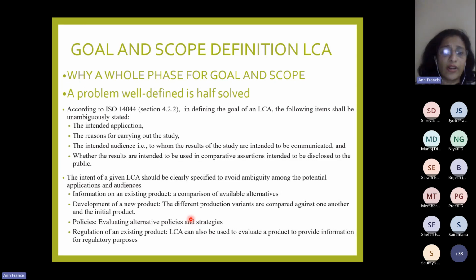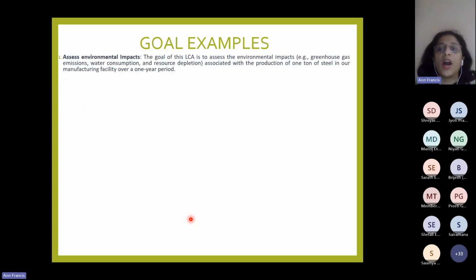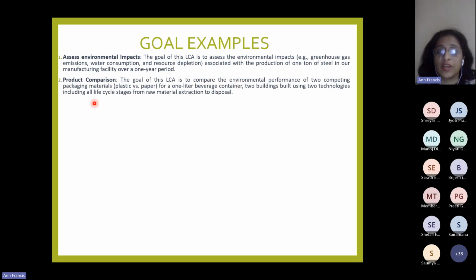And then for certain regulatory purposes also, LCA can be used. Now coming to goal examples. So how do we generally define a goal? Mostly we do it for assessing environmental impacts. The goal of a particular LCA is to assess the environmental impacts. We want to assess greenhouse gas emissions, water consumption, and resource depletion associated with production of 1 ton of steel in a manufacturing facility over a 1 year period. So this is what we are trying to do. We want 1 ton of steel, and a period of manufacturing over 1 year is what we are considering. What is the environmental impact associated with that?